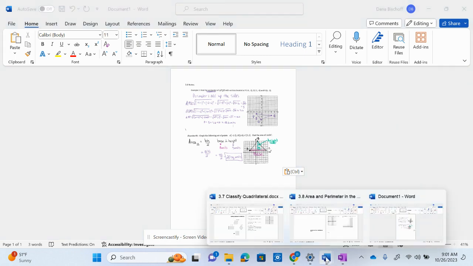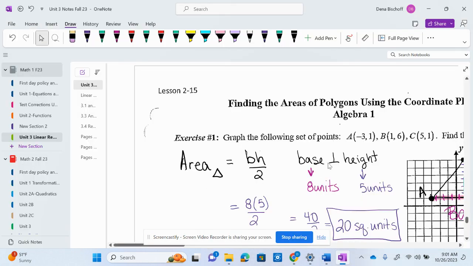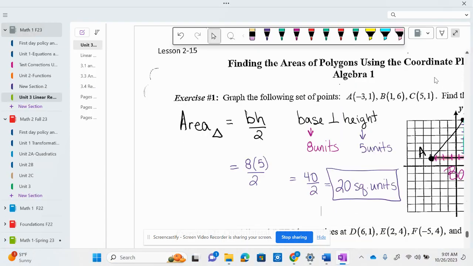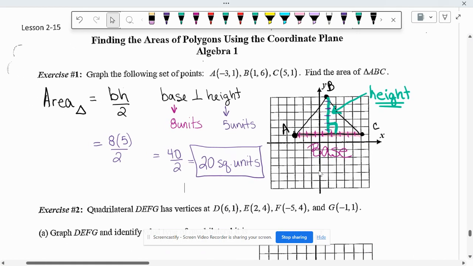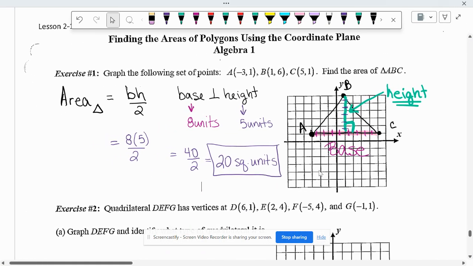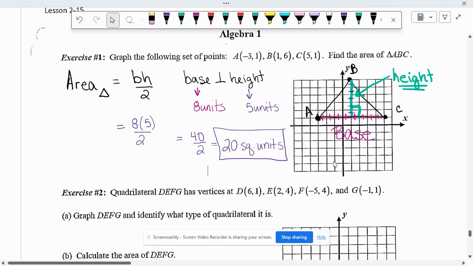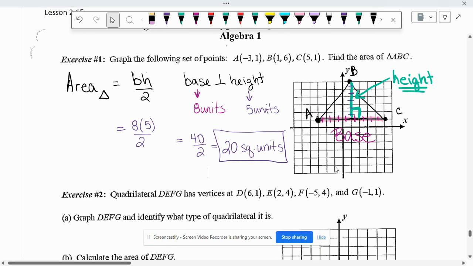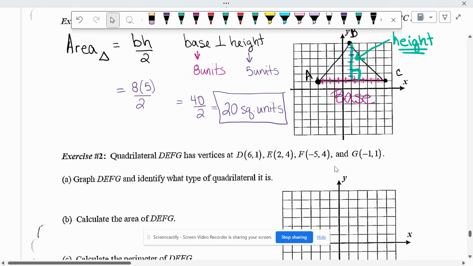Good with that? We all have that filled in? Okay. Can I go on, or are we still working on this one? Raise your hand if you need more time. Okay. Number 2.